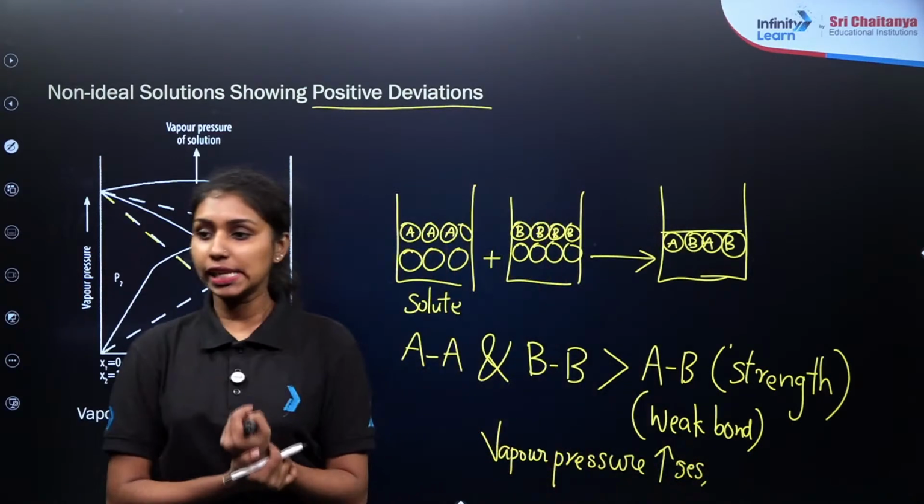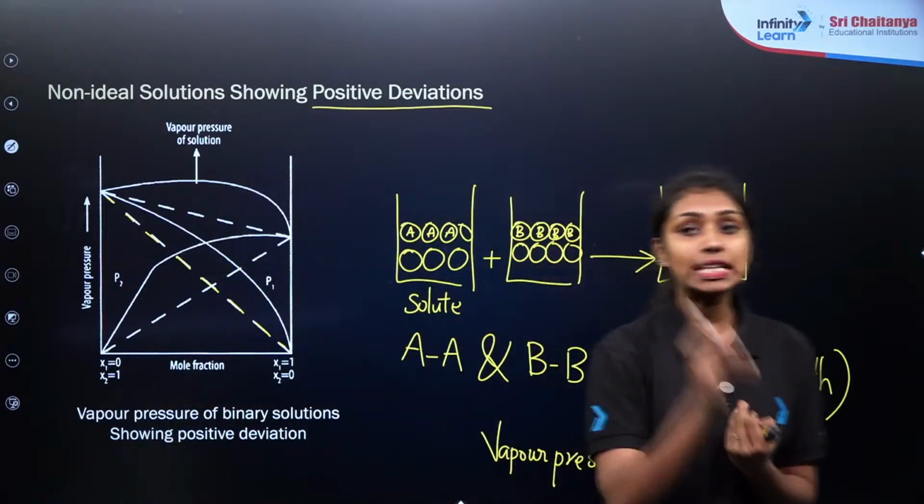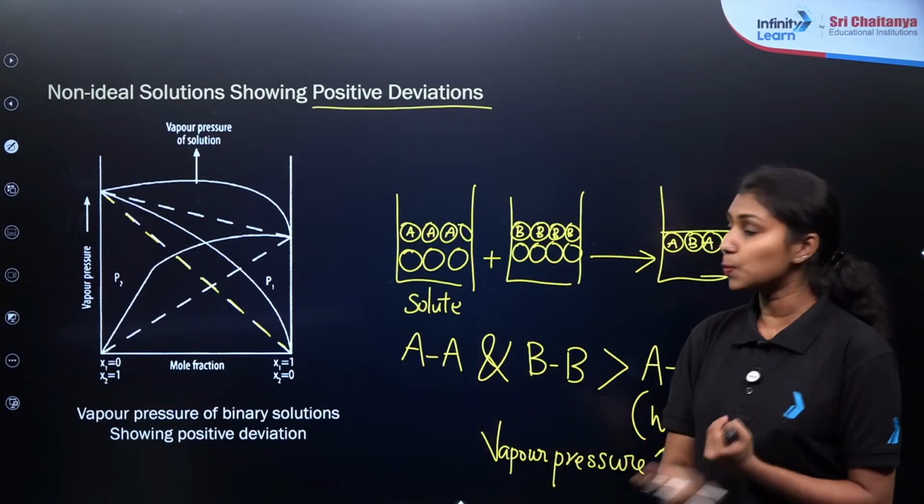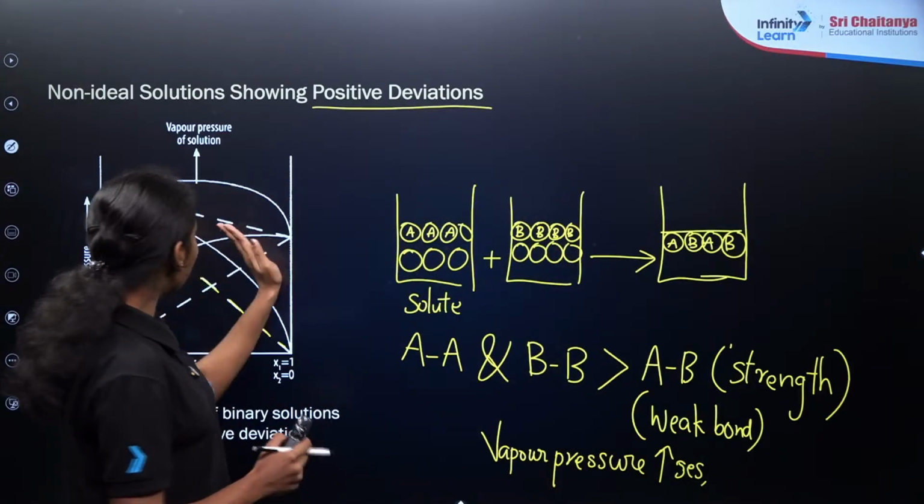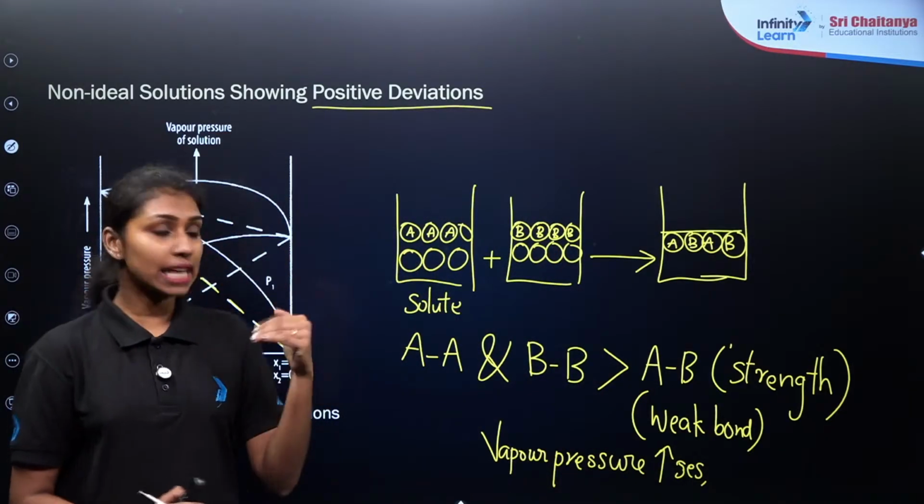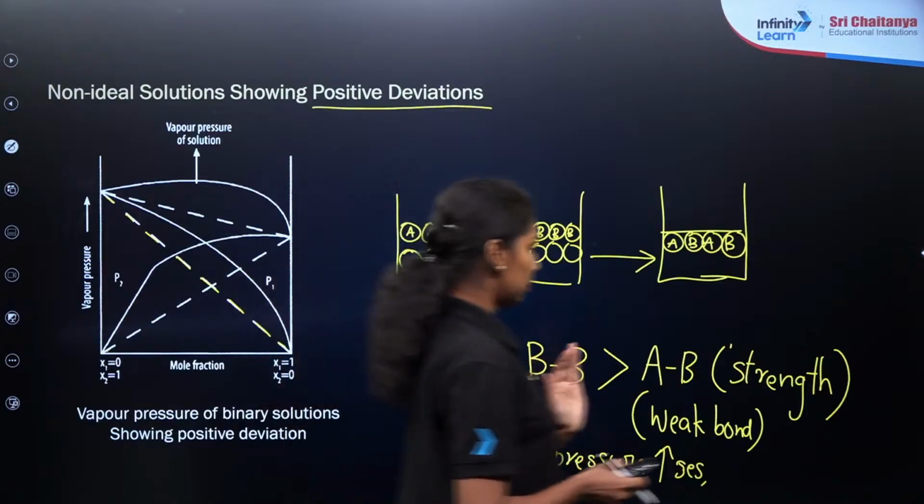So that vapor pressure increases, right? So that is the reason behind that. In the case of non-ideal solutions, it is showing positive deviation. As we are explaining vapor pressure like this, we are getting a higher vapor pressure as compared to Raoult's law. Clear?